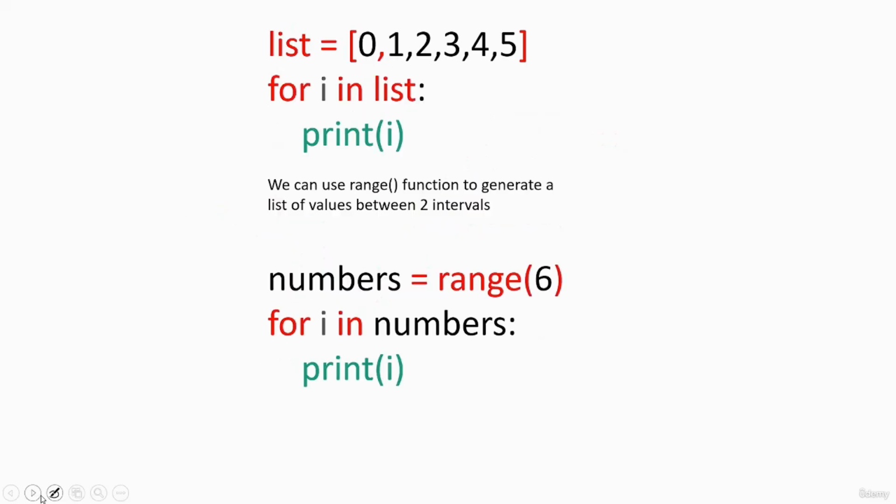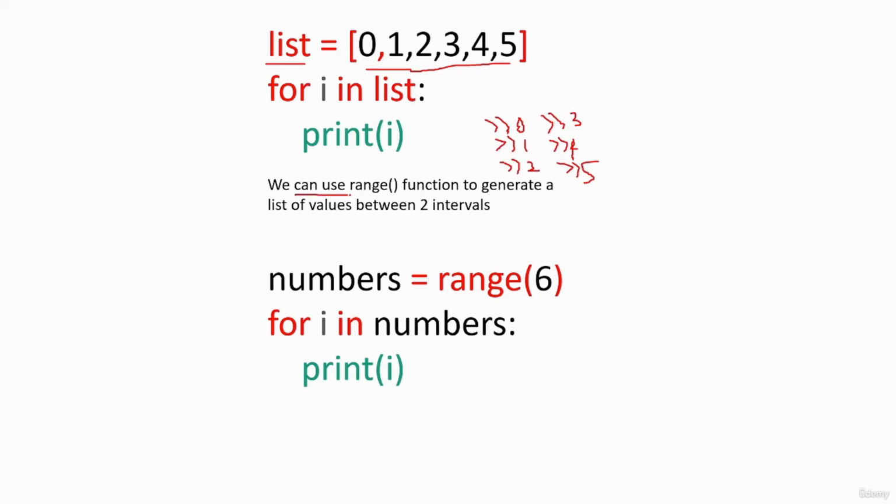Now let us see an example. Here I have created a list. The values are 0, 1, 2, 3, 4, 5. I have created the for loop. In the first iteration, I will equal the first element of the list, so it will print the value of I. In this case, it is 0. In the second iteration, I will equal the second element of the list, that means 1. In the third iteration, it will equal the third element in the list, that means 2. In the fourth iteration, it will equal 3. In the fifth iteration, it will equal 4. In the last iteration, it will equal 5.